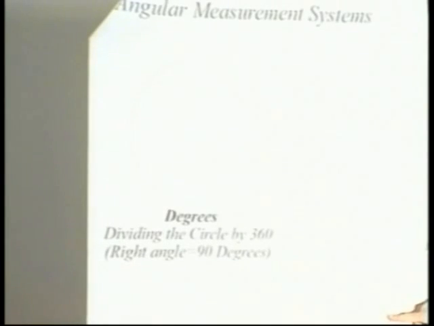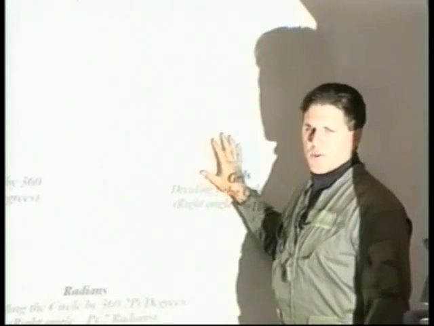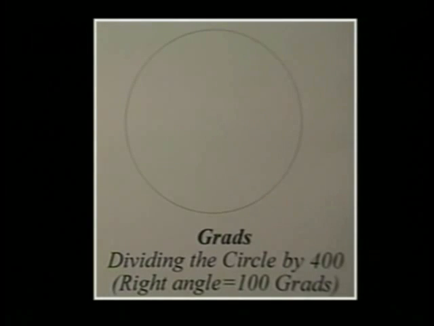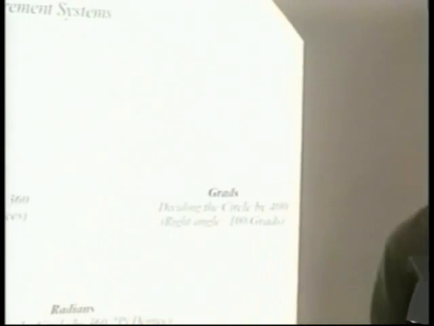Something else that the sniper is going to use is radians. That's dividing the circle, 360 divided by 2 pi. A right angle equals pi divided by 2 radians. I'll go into this explanation a little bit more. Another method, grads, divides the circle by 400. We're not going to use that, but it's used by artillery and others when they're really interested in trajectory. A right angle is represented by 100 grads. Okay, we'll get back to degrees and radians in a second. It's really important.